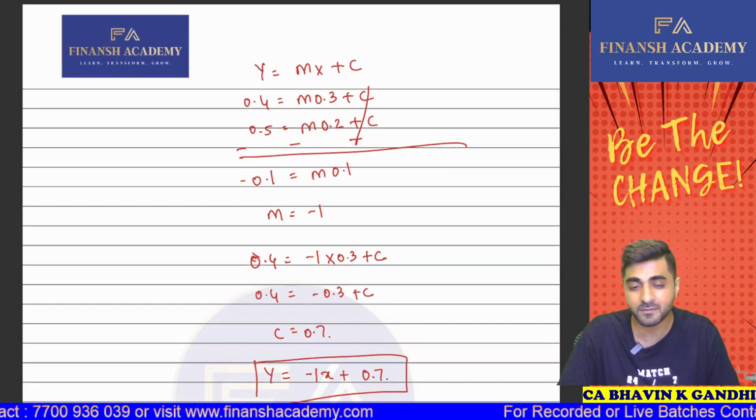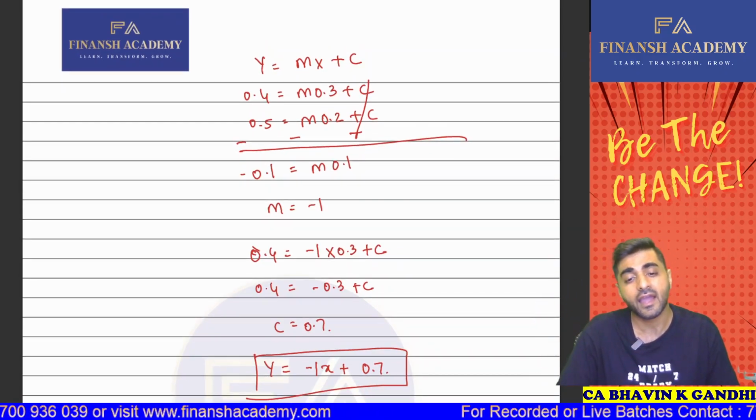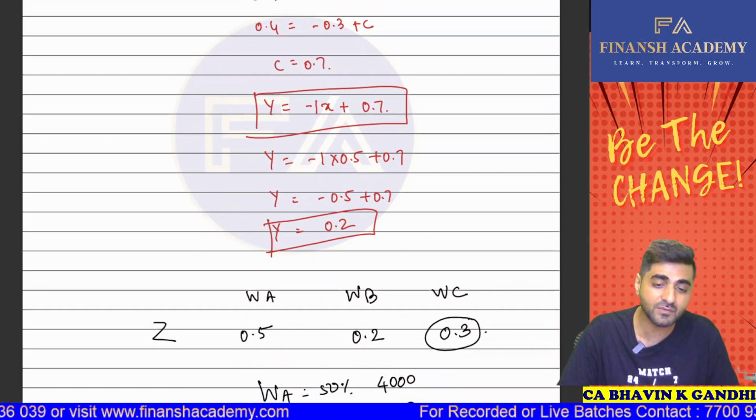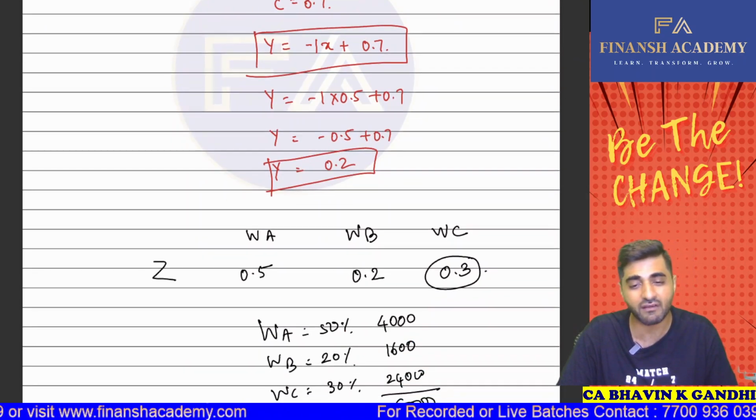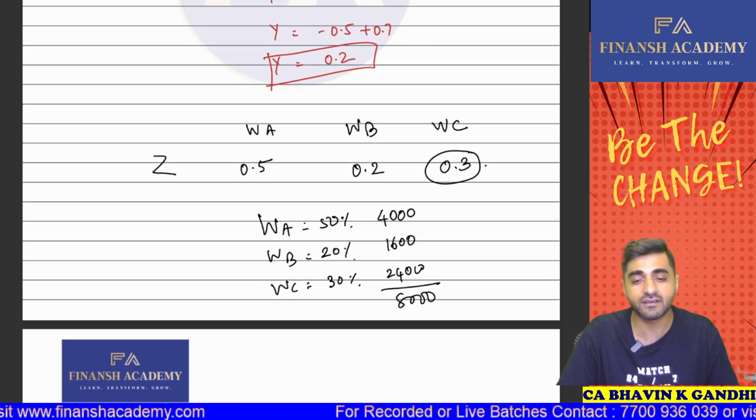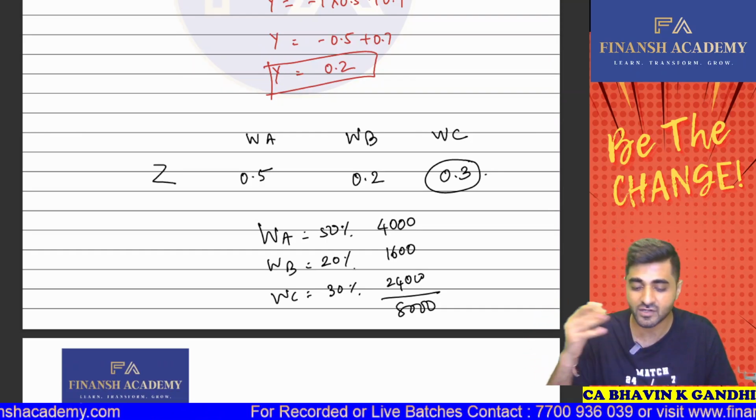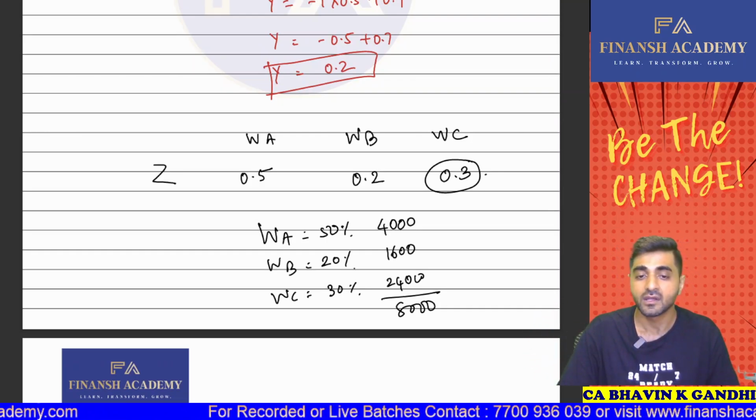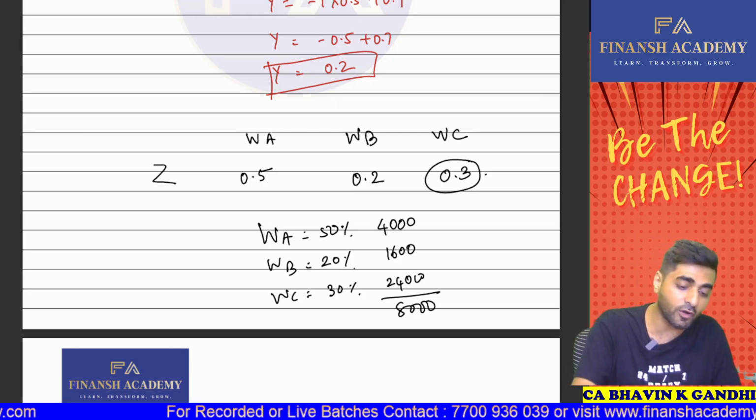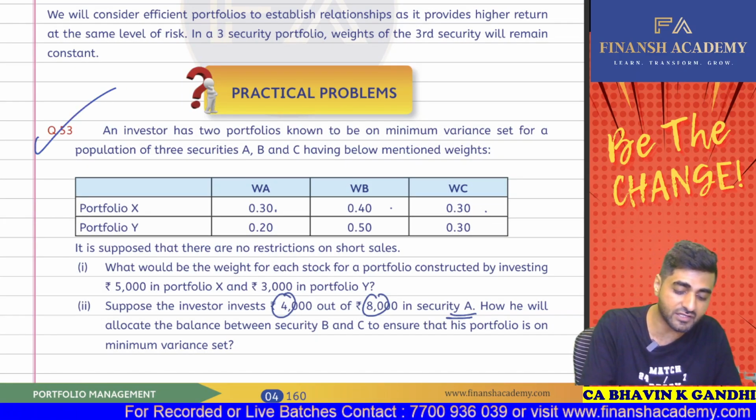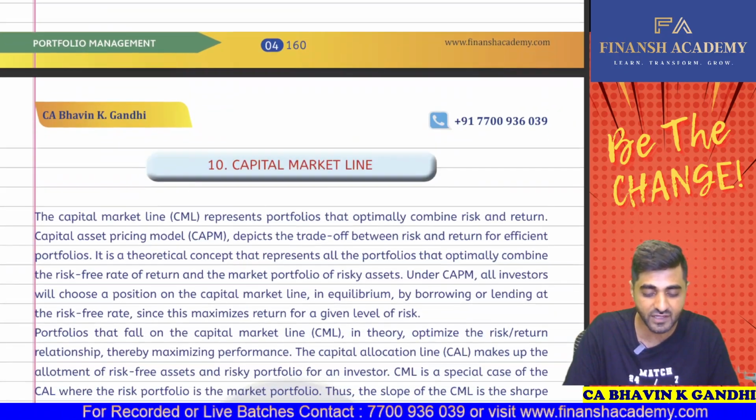Which you'll also see in the study module. So y is equal to mx plus c. We can do this accordingly. And based on this, once we got the equation, now we can substitute the values and then we can get the weights. So that is 4,000, 1,600 and 2,400. So that's how the calculation can be done. Perfect. So I hope, my dear students, you all have understood this, your question number 53.